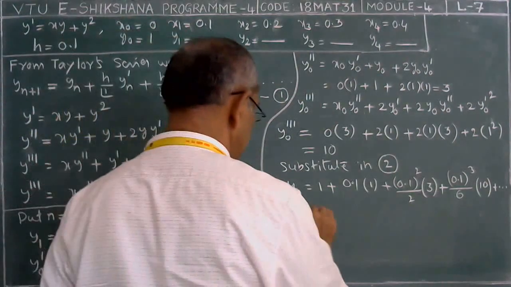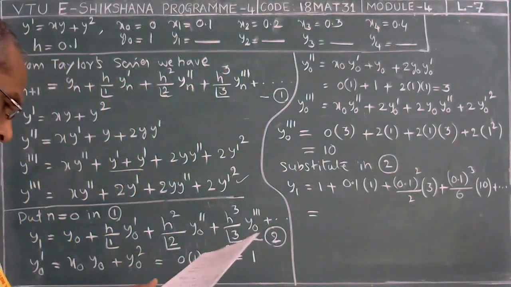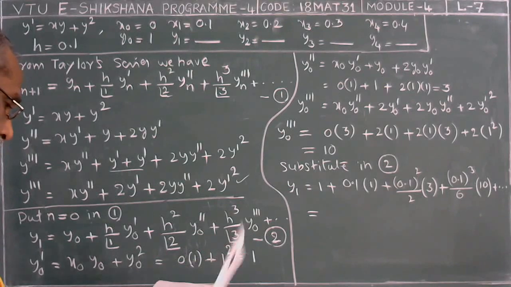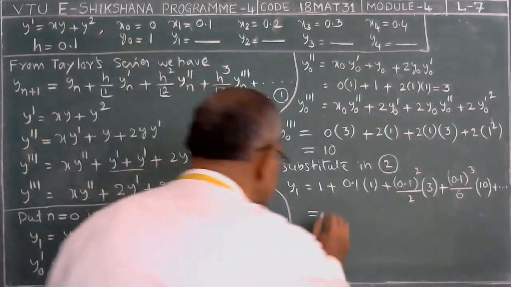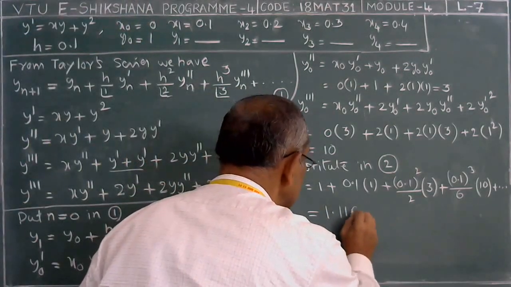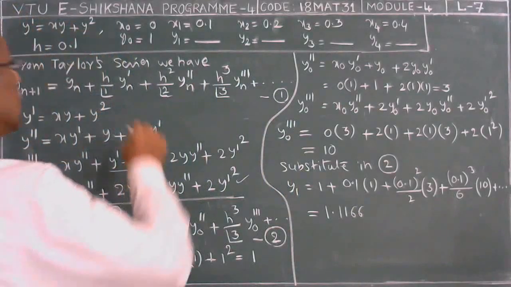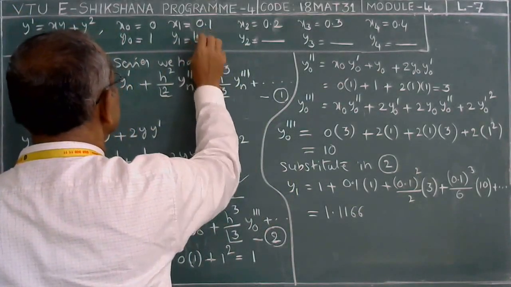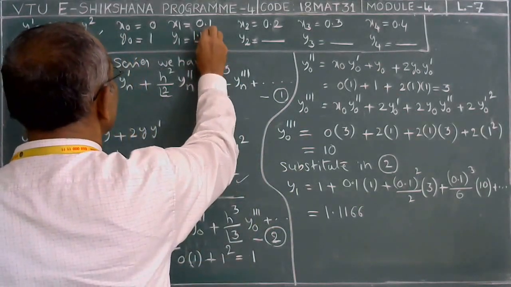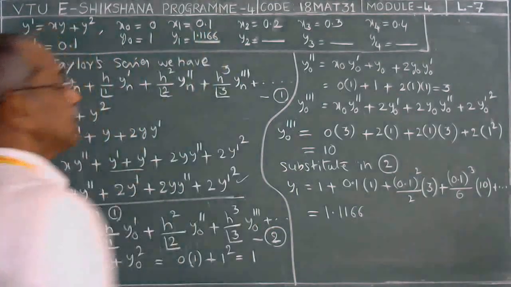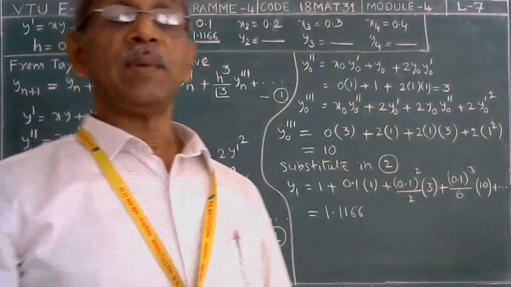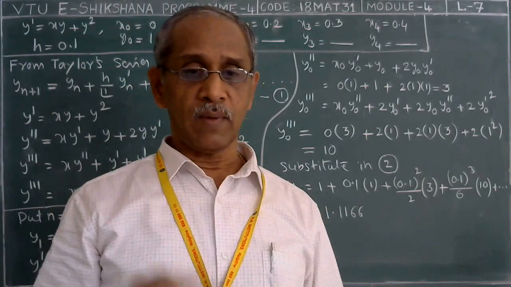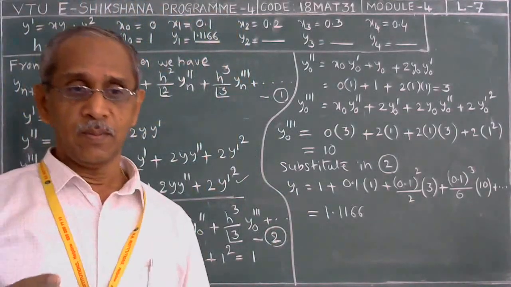Now if you compute this carefully using a calculator, you will get 1.1166. So I got the value of y at x is equal to 0.1, that is y1, as 1.1166. Similarly, I have to calculate the value of y at x is equal to 0.2 and 0.3, and then apply Milne's predictor and corrector method to find the value of y at x is equal to 0.4.